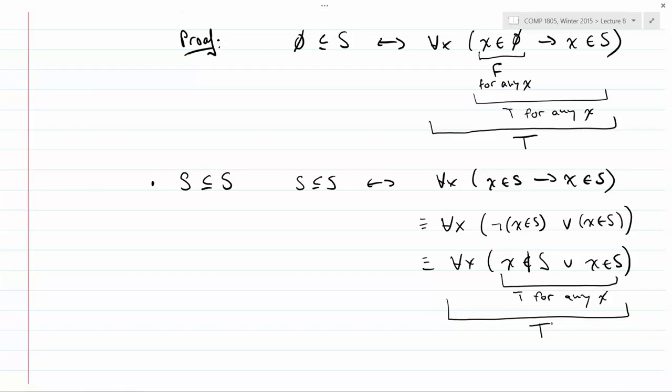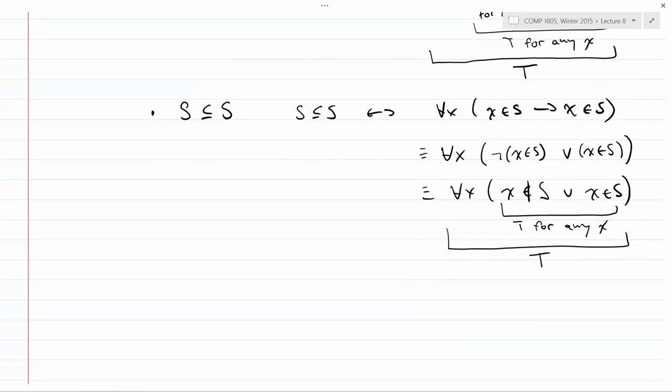Okay? So what this tells you is anytime you have a set, you for sure know two things. You know that it's a subset of itself, and you know that the empty set is a subset of it. Does that make sense? Any questions? All right, so let's move on.